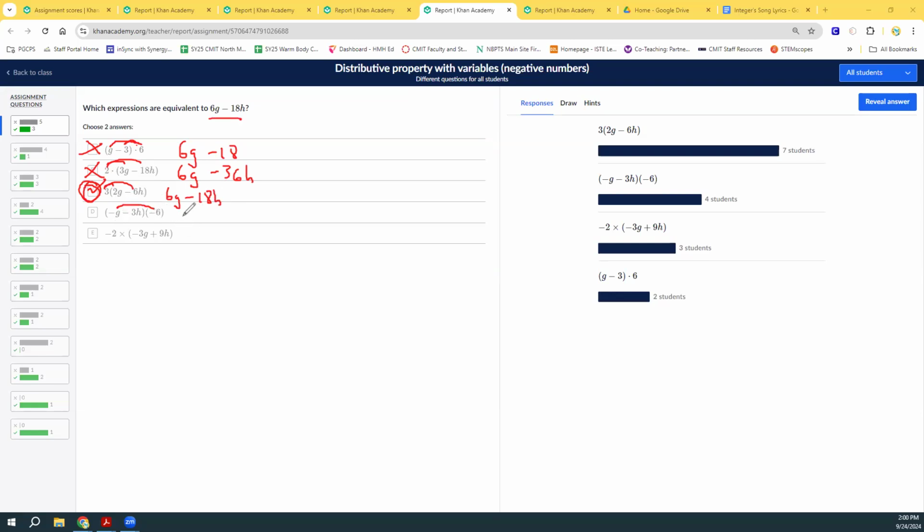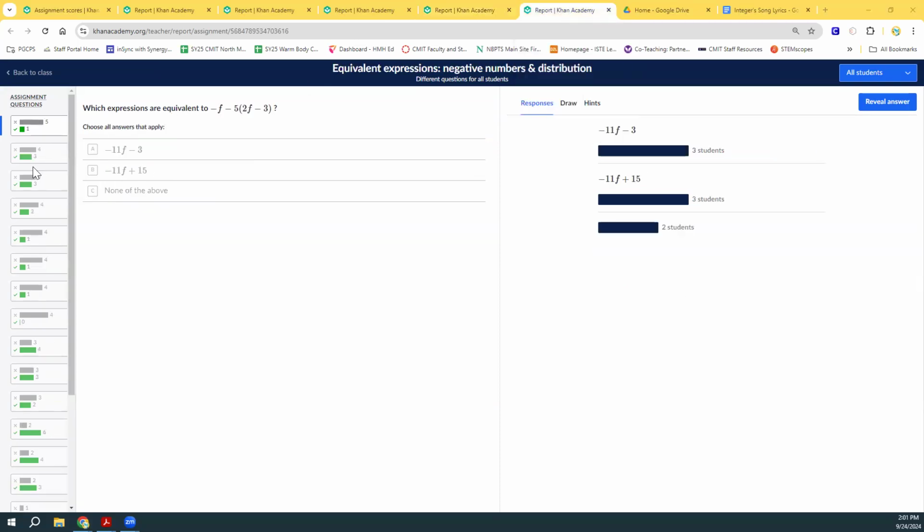Negative 6 times negative g is positive 6g. Negative 6 times negative 3 is positive 18. Oh, what a negative 18. Okay. Negative 2 times negative 3 is positive 6g. Negative 2 times negative 9 is minus 18h. And we got another one, 6g minus 18. Okay, so distributive property with variables. And this one is just backwards, giving me more practice. Don't need a calculator, nothing like that. Just my integer rules.